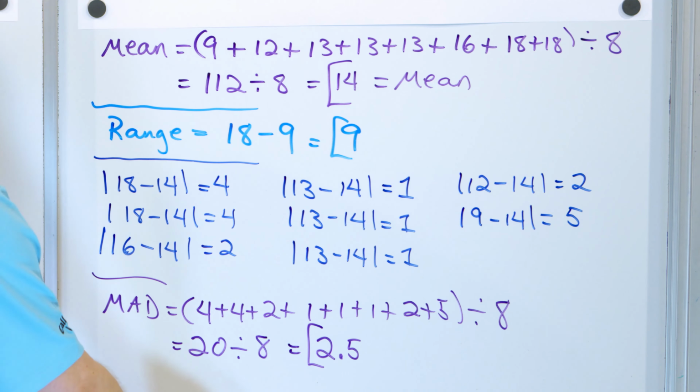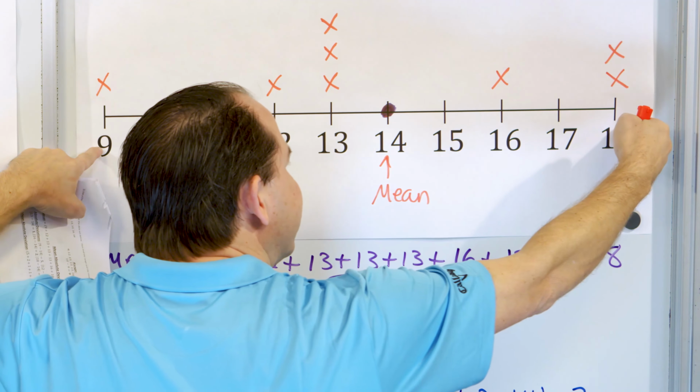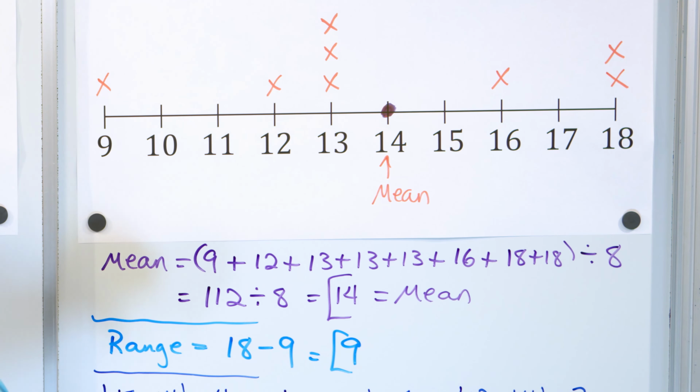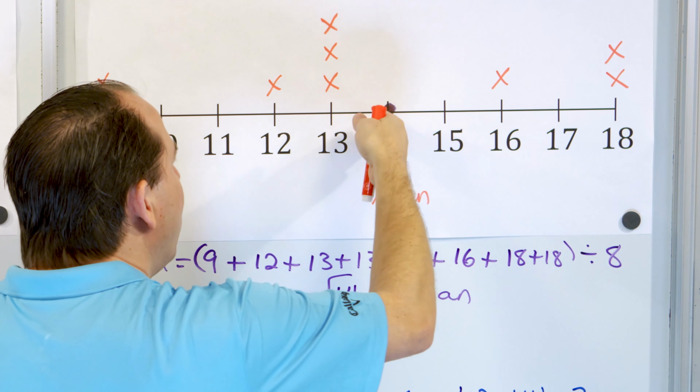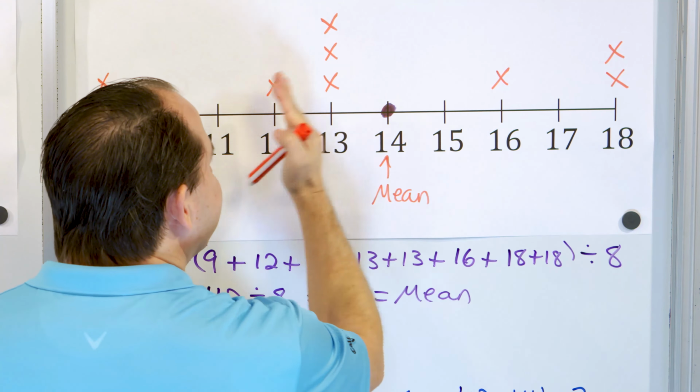So we have 2.5. So what this means is that the range is telling you how far away your data set is in its entirety, but the mean absolute deviation is telling you that on average, these points lie within plus 2.5 or minus 2.5 on either side of the mean.